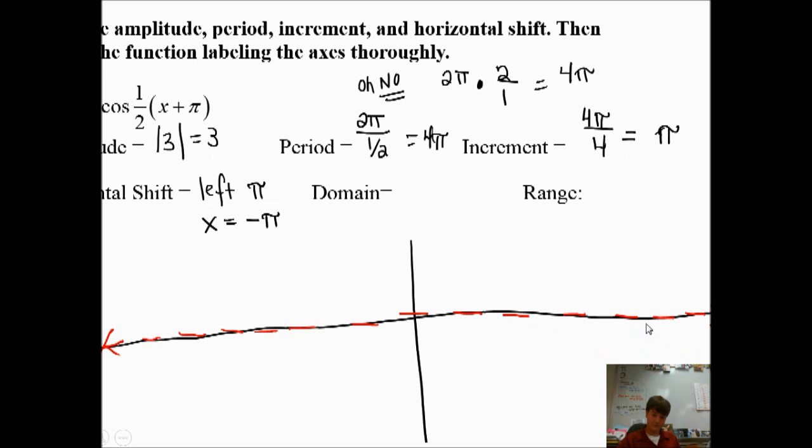Midline 0 again because I know why, Mrs. Brendan. Why? There's no vertical shifting. You are correct, sir.